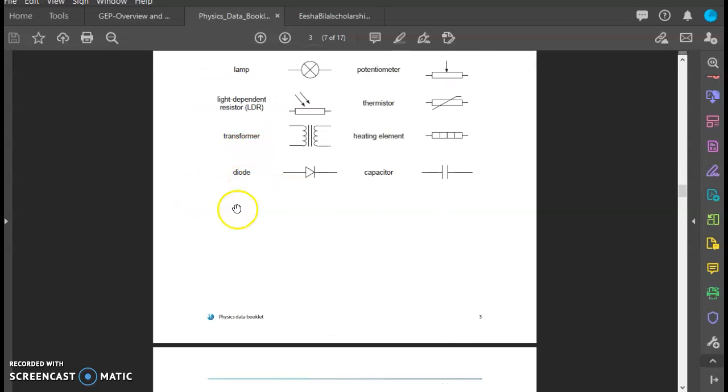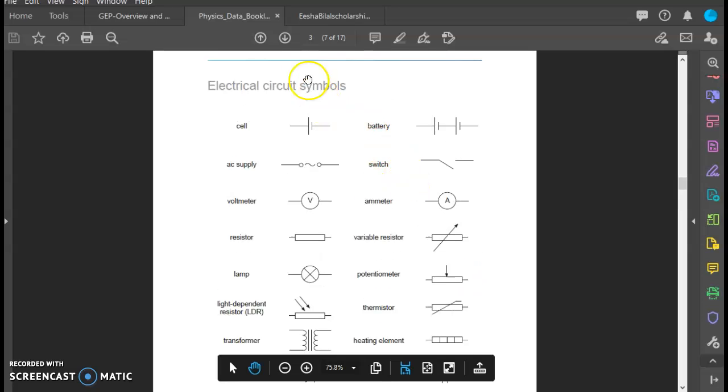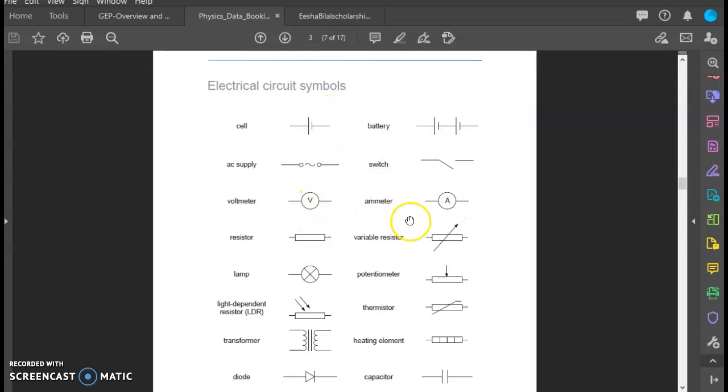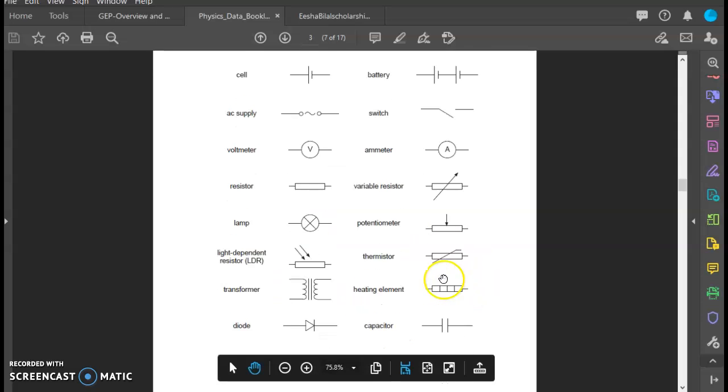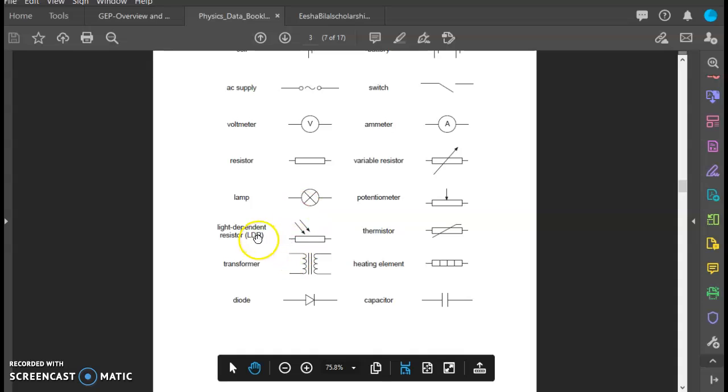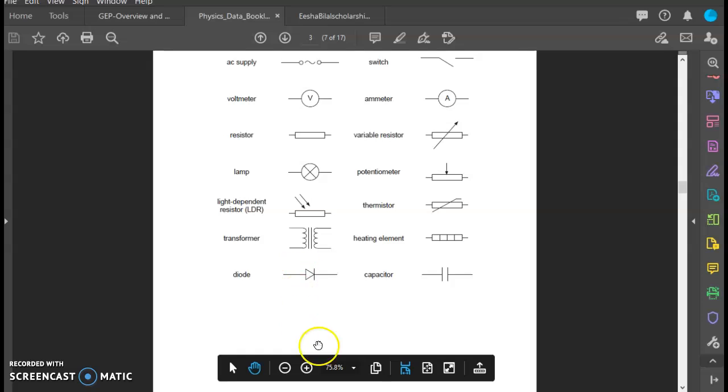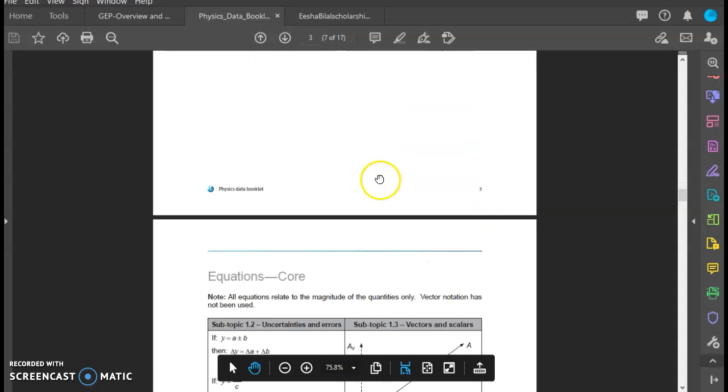Okay, so on page 3 of the data booklet, these are the electric circuit symbols. The cell, battery, AC supply, switch, voltmeter, ammeter, resistor, variable resistor, a lamp or a bulb, potentiometer. We did potential divider circuits last year. Light dependent resistors, we saw some of these. We haven't worked with thermistors. This year we'll get to transformers, won't do heating elements, but we've worked with diodes and we will work with capacitors. So these are the schematics you use when you draw your circuits.